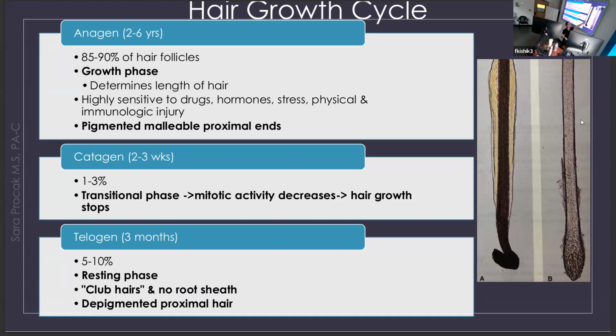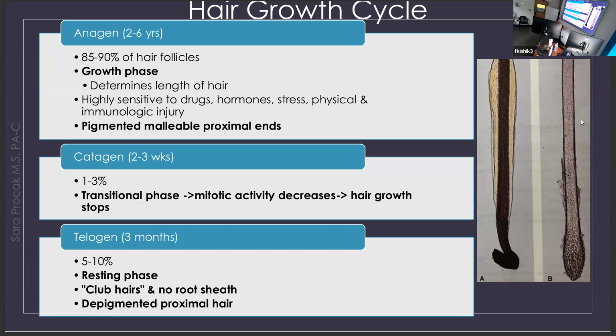And then on the outside of the hair shaft, okay, there's that clear structure. That's the internal and external root sheaths. All right, they're still present. Okay, they haven't atrophied away yet. This is an anagen phase.